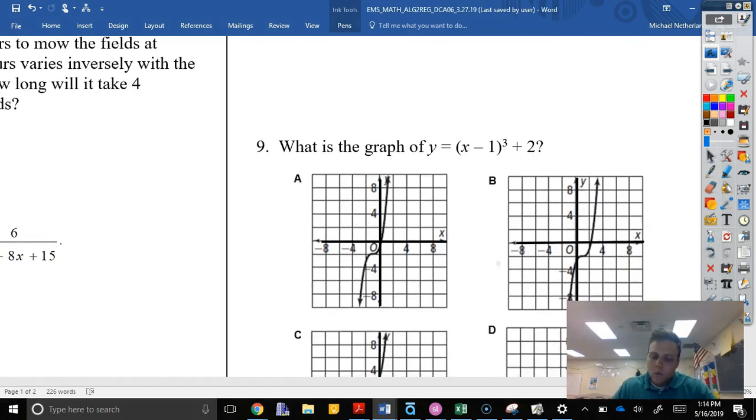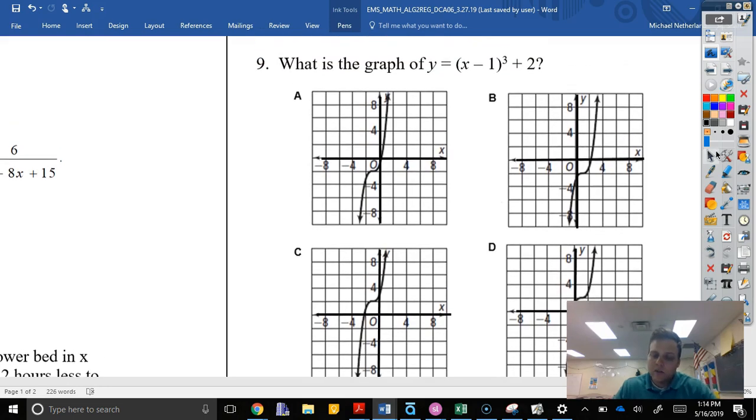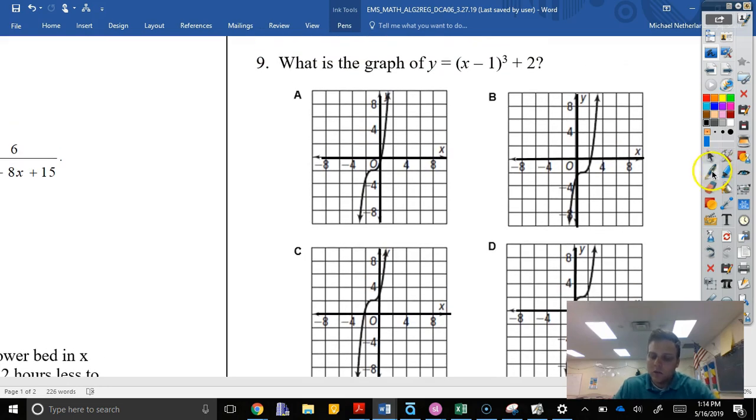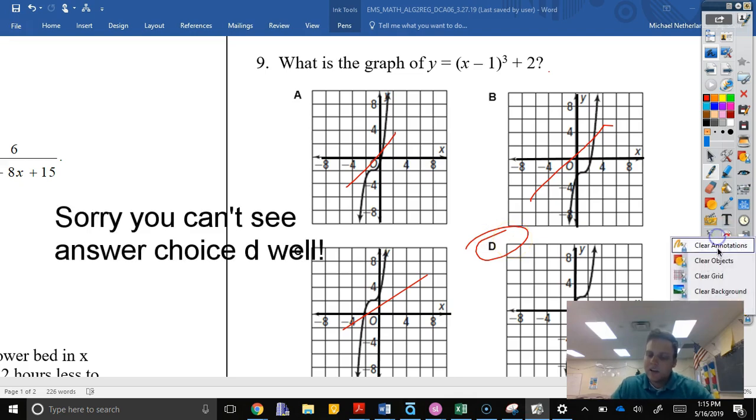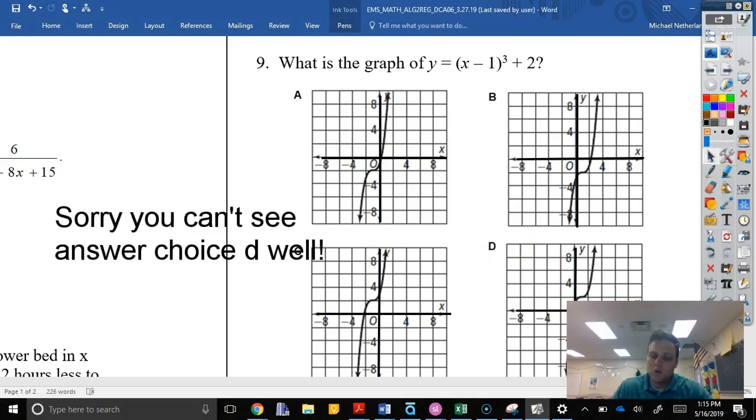It says, what is the graph of y equals x minus 1 cubed plus 2? Well, what is this minus 1 going to be doing? Moving us to the right one. What is this plus 2 going to be doing? Moving us up 2. So it can't be A because that went down. Can't be B because that went down. Could be C, except we didn't go to the right. We did go up, but we didn't go to the right. So then it's got to be D. Okay. Moving on to problem number 10 now.